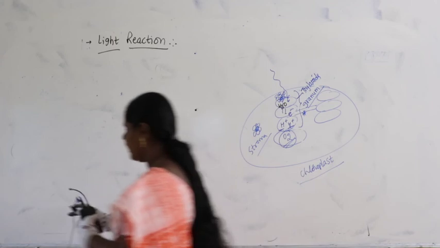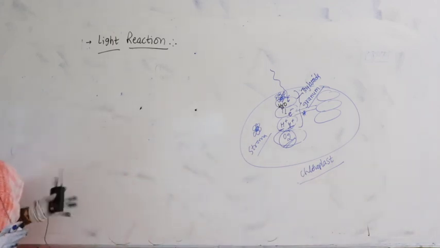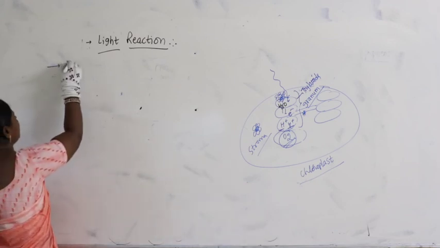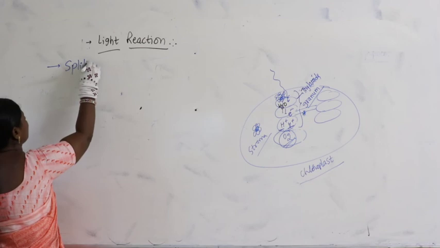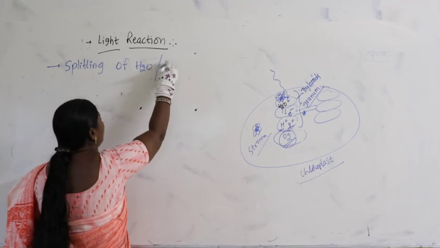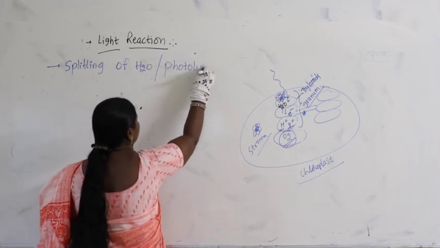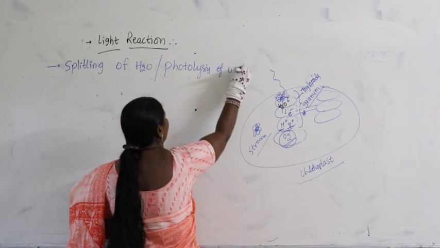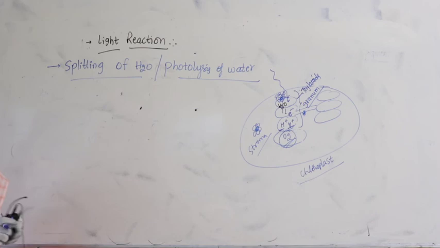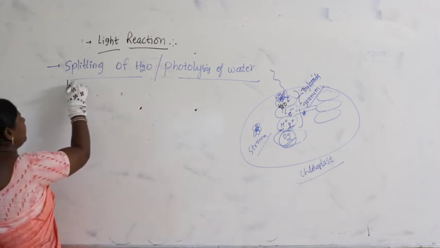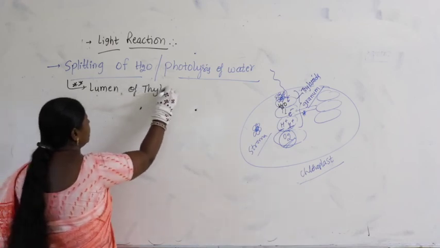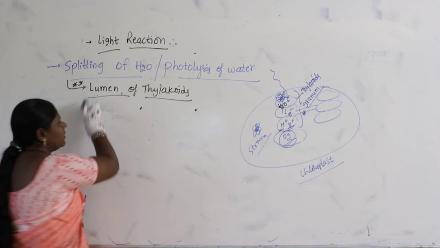So what is the second step in light reaction? The first step we completed was absorption of light. The second step is splitting of water. Splitting of water itself is called photolysis of water. Where is the photolysis of water taking place? I already told you very clearly, in the lumen of thylakoids.